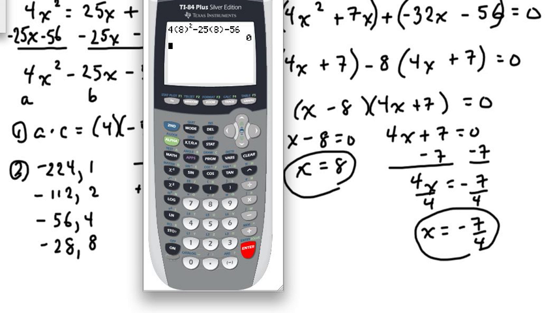Let's do the same thing with the negative 7 over 4. The reason why I use the parentheses here is because we definitely have to use parentheses when typing in these answers. So let's do negative 7 divided by 4, and we're going to square that. All right, minus 25 parentheses times negative 7 divided by 4, close that, minus 56, and once again we get 0, so our two solutions are correct, 8 and negative 7 over 4.